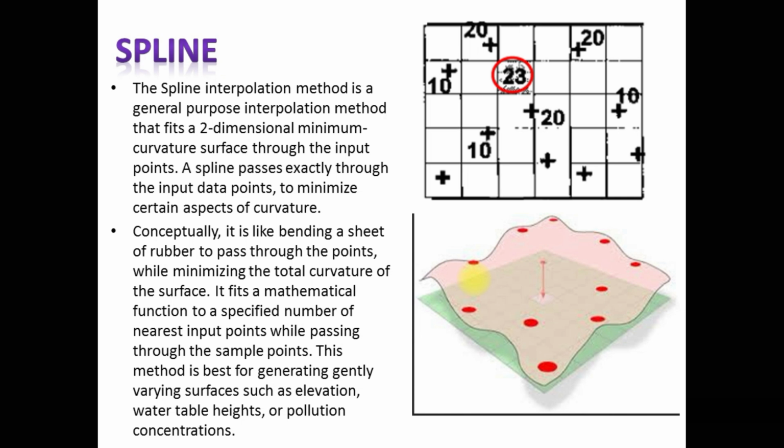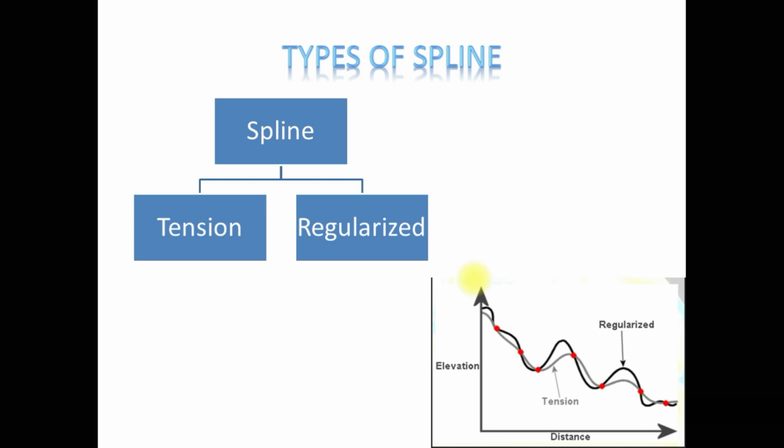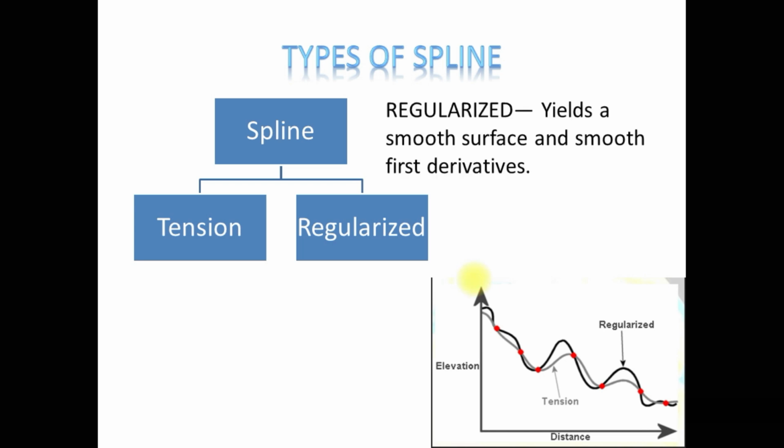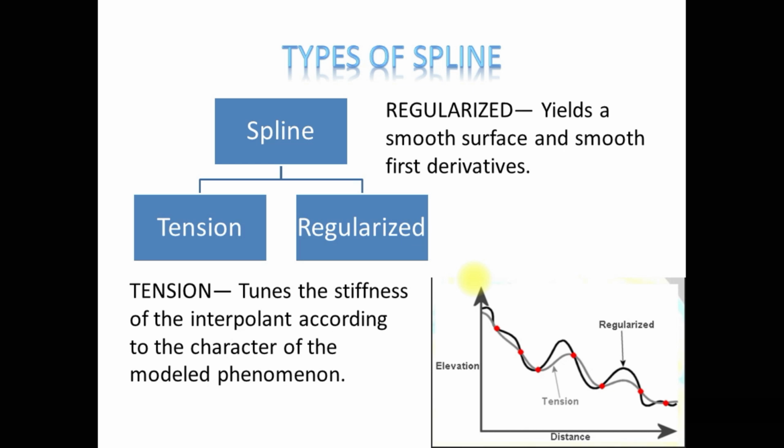So when you try to make a surface model of elevation, water table heights, or pollution concentrations, it's better to use the spline method. There are two types of splines, tension and regularized. Regularized yields a smooth surface and smooth first derivatives. Tension tunes the stiffness of the interpolant according to the character of the modeled phenomenon.